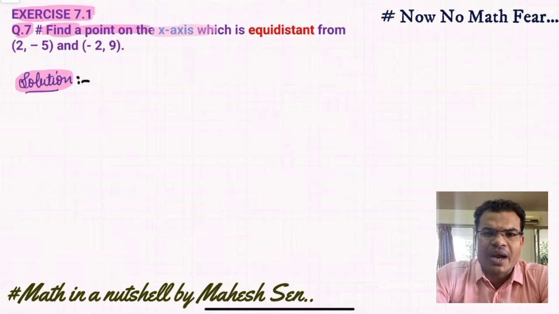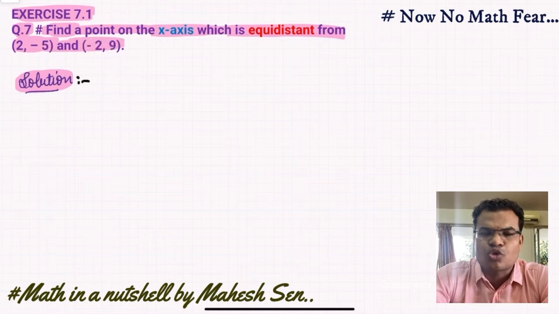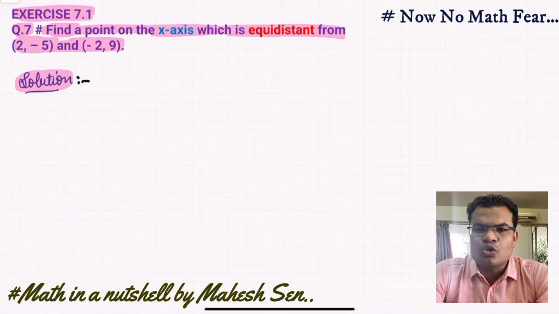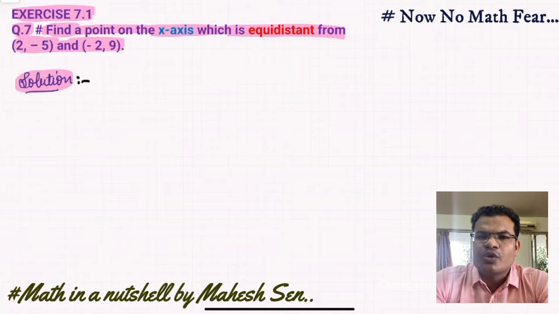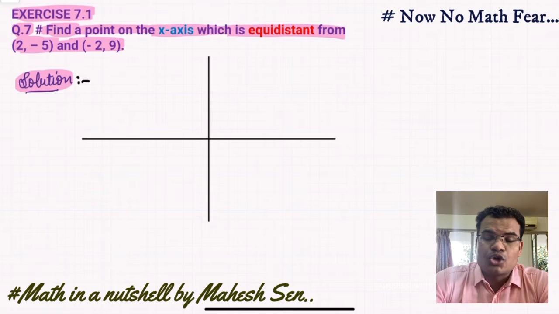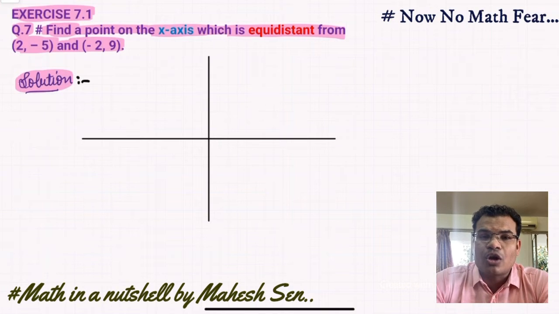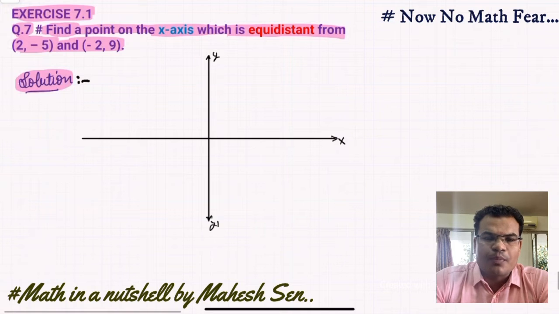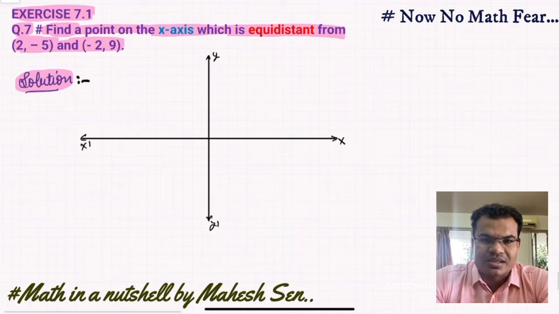So the first one is: find the point on the x-axis which is equidistant from the given two points, that is 2 comma minus 5 and minus 2 comma 9. So these are the two points, and a point which is equidistant from these two points is on the x-axis. So we have to draw the coordinate axes and join these two points A and B, and we'll try to find the coordinates of the point which is on the x-axis, right?